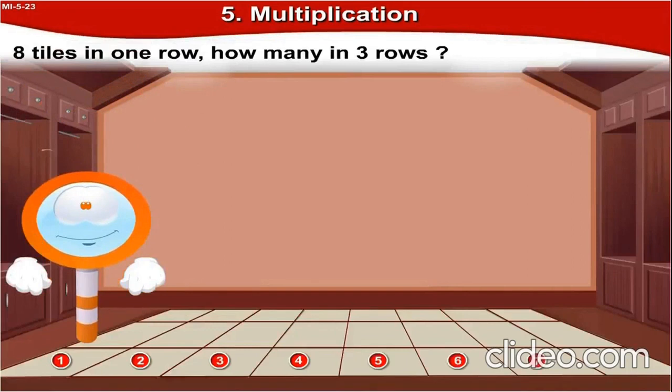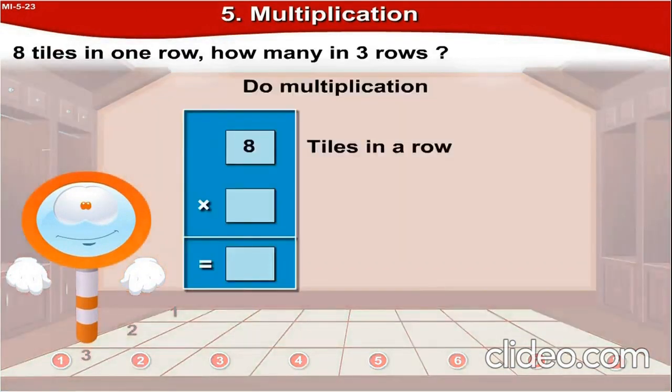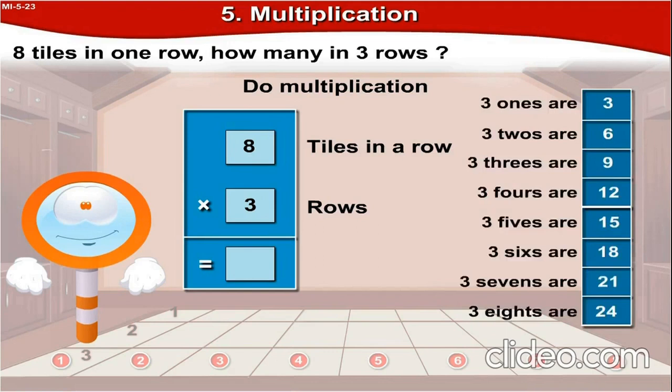Eight tiles in 1 row. How many tiles in 3 rows? Well, there are 8 tiles in a row. And there are 3 rows. Now, we say the 3 times table up to 3 eights. So 3 eights are 24. 24 is the total number of tiles.